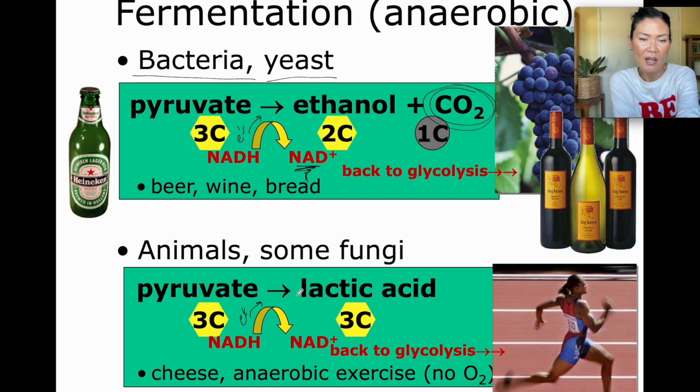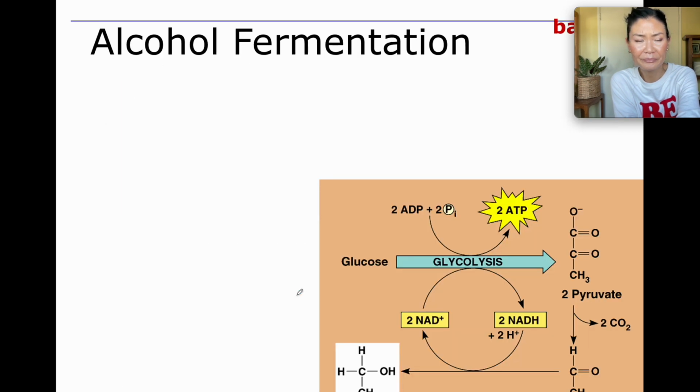And then sometimes when we are exercising or working out, we're not breathing in enough oxygen, so the pyruvate is not going to enter the mitochondria. It's actually going to stay in the cytosol where lactic acid will be produced.